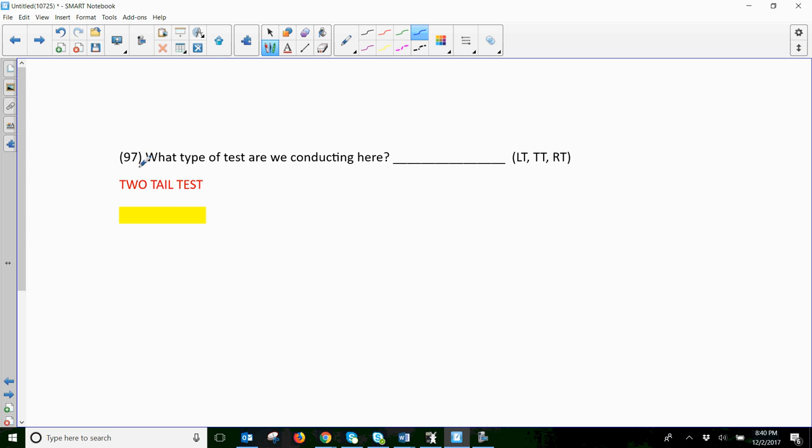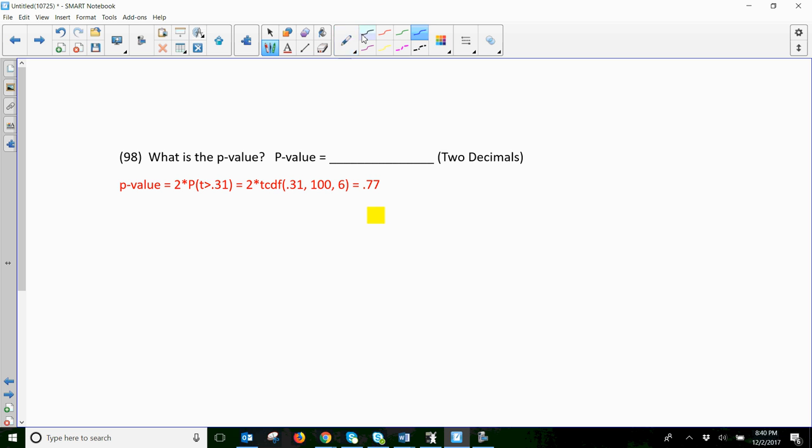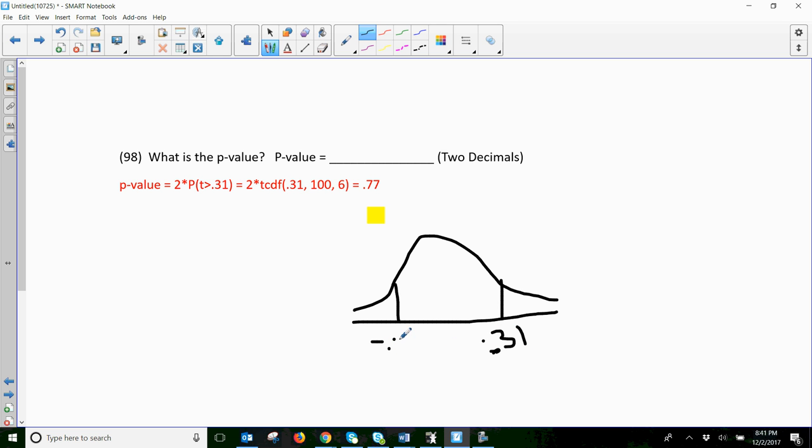All right, question number 97, again, we already showed that we were doing a two-tail test. That's because the alternate hypothesis was mu not equal to 0. And you want to find the p-value, so 98. So remember that for the p-value, it's going to be the area of the tail. So a two-tailed test, we have two tails. Because the normal distribution is symmetric, the probability in each tail is equal, so we can just find the probability in one tail and multiply it by 2. So this was 0.31 over here, and this, of course, was negative 0.31.